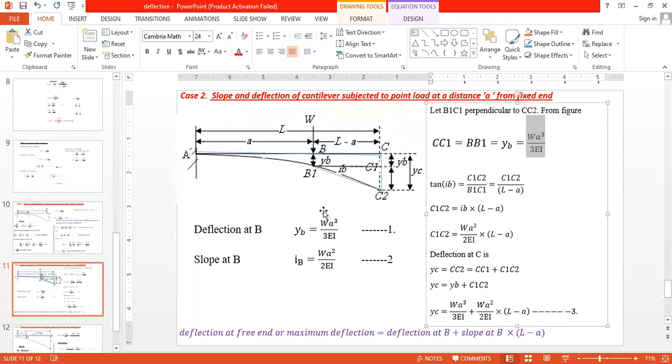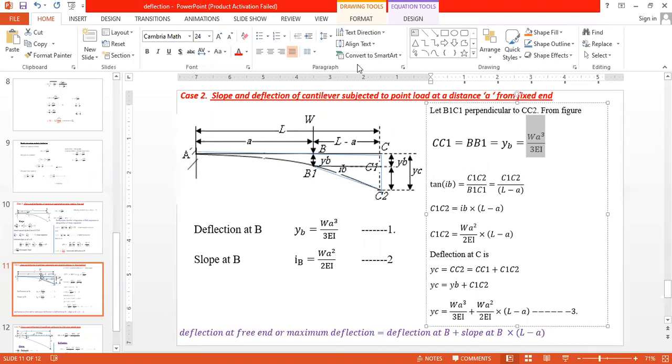Now from this geometry, if I write tan IB, you can see this is a straight line, this one is a straight line, and this angle is 90 degrees. Now tan IB I can write as C1C2 divided by B1C1. Now B1C1 is L minus A. Therefore, C1C2 divided by L minus A.